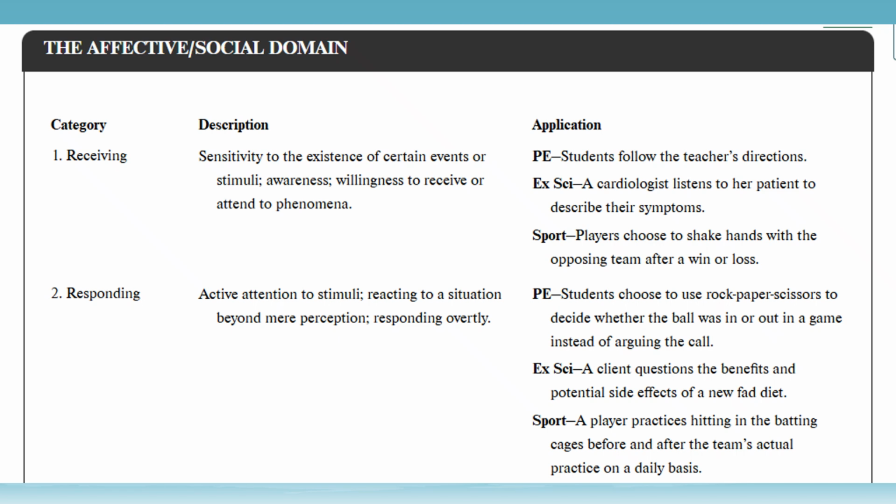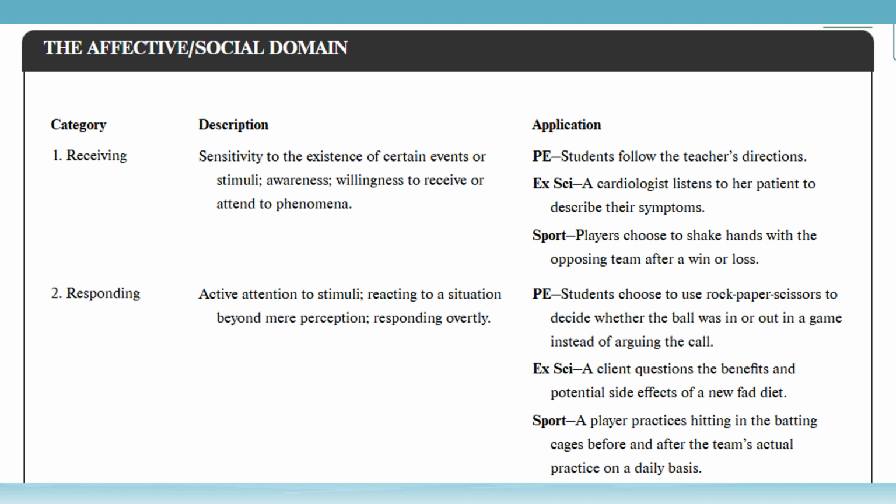In applications of physical education, the student follows the teacher's directions. In exercise science, it's a cardiologist listens to a patient describe their symptoms. And in sport, it's about the players choosing to shake hands with the opposing team after a win or a loss.